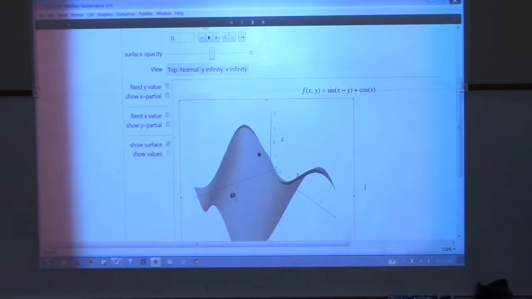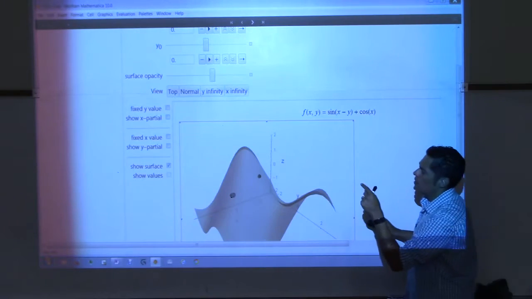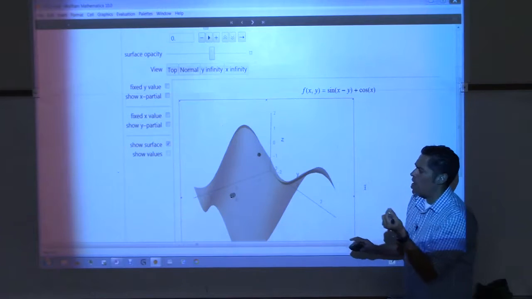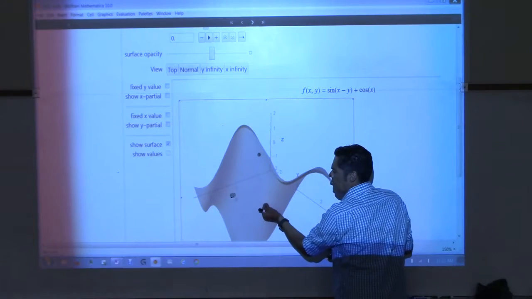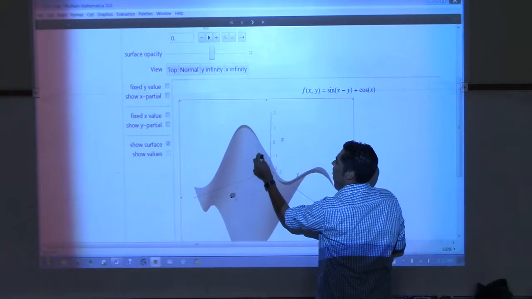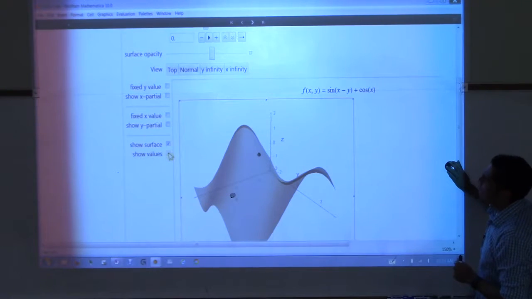All right. So let's try something. Right now, the x and y that I'm plugging into this function are 0 and 0. So down on the ground at 0, 0, I'm plugging that in, and it's spitting out this point, all right? And let me see if it shows the value here.